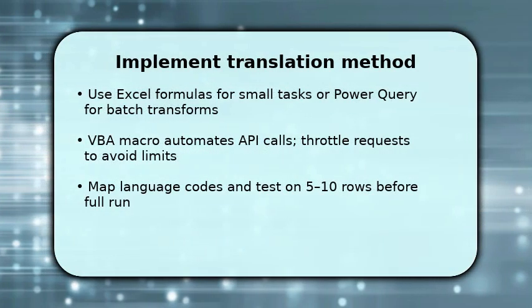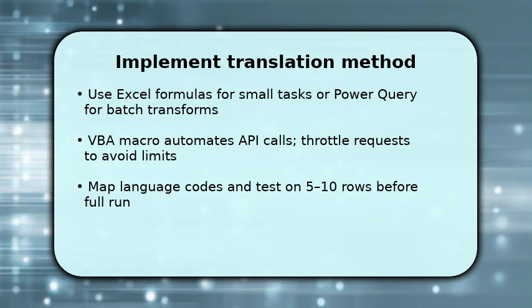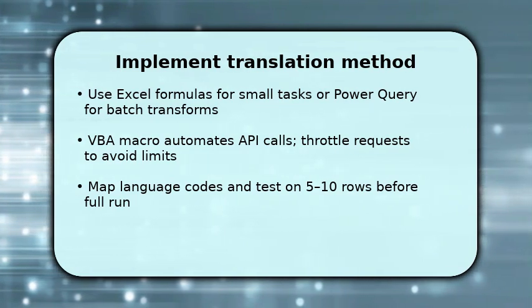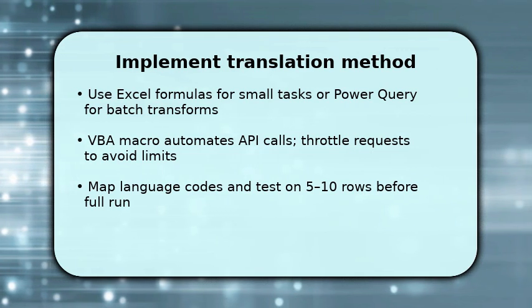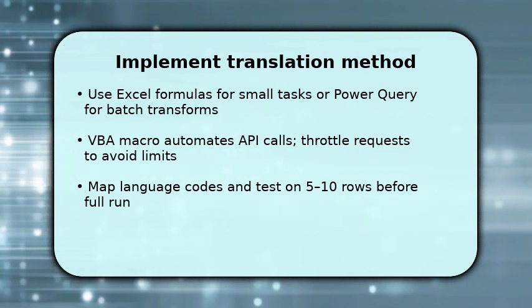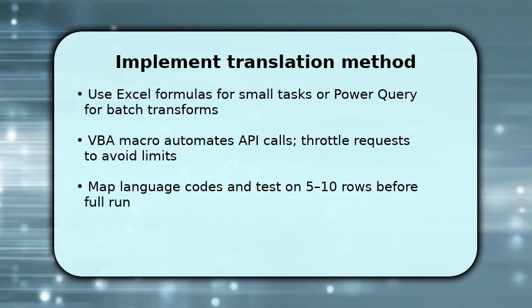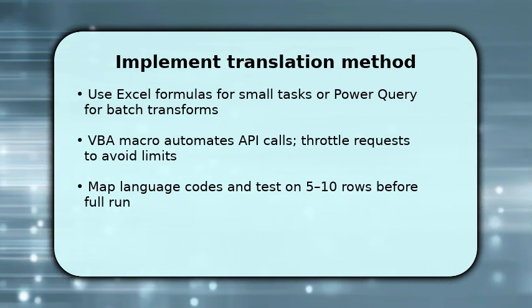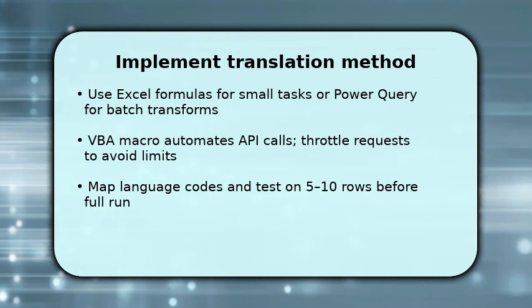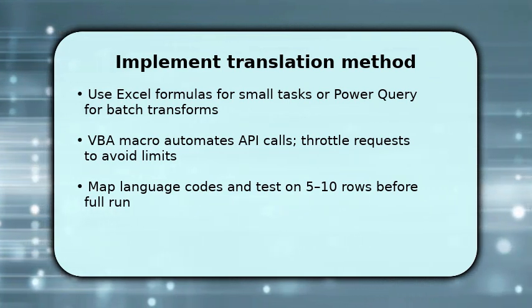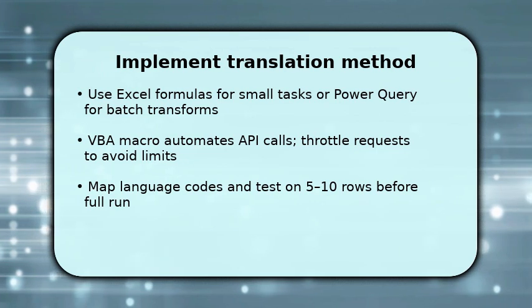For quick jobs, use formulas or the web service/XML methods. For larger datasets, load the table into Power Query and apply a custom connector or JSON call. If automating, write a VBA routine that loops rows, sends requests, parses responses, and respects rate limits. Make sure to map language codes correctly and include error handling.